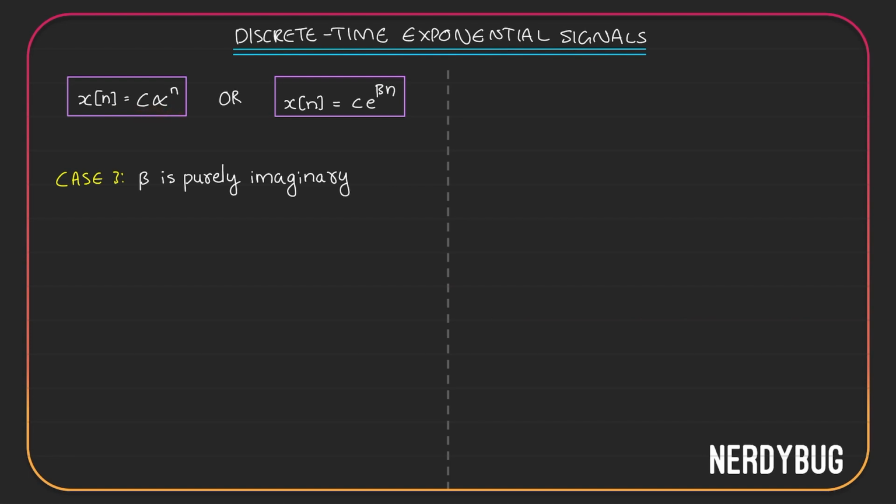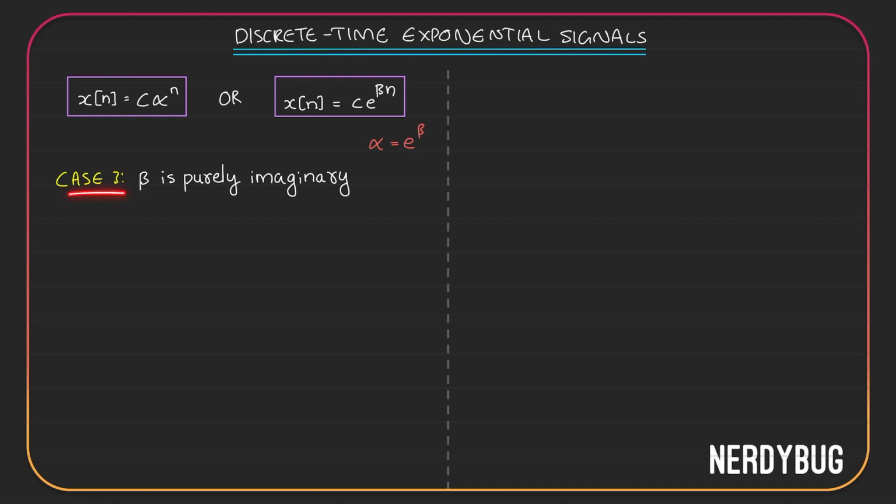How about we write it in a different way? We write it c e raised to beta n. If you compare these two, you can see what we have done. We have taken alpha as e raised to beta. Then x of n will become c times e raised to beta, raised to n. So we get c e raised to beta n. This is an alternative way of writing a discrete time exponential signal.